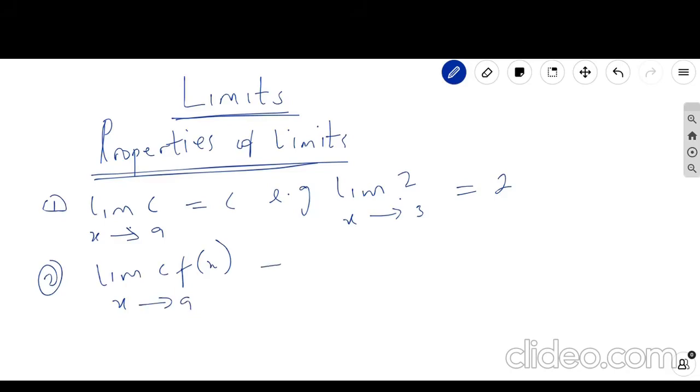Then number 2, we have the limit of C f of x as x tends to a. A constant times a function can be written as C times the limit of the function. You can bring out the constant, then take the limit of the function where x tends to a.